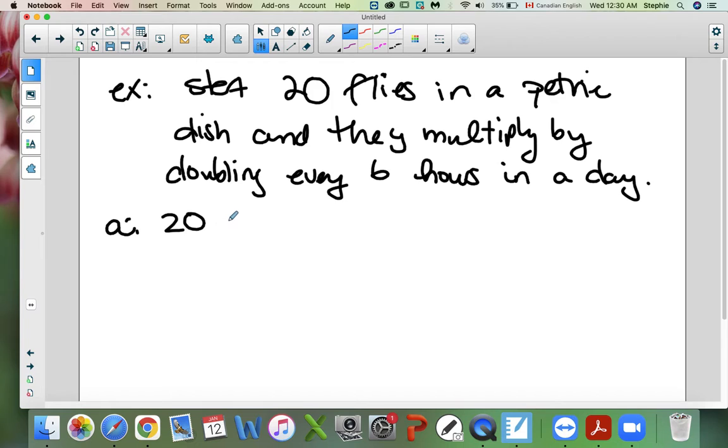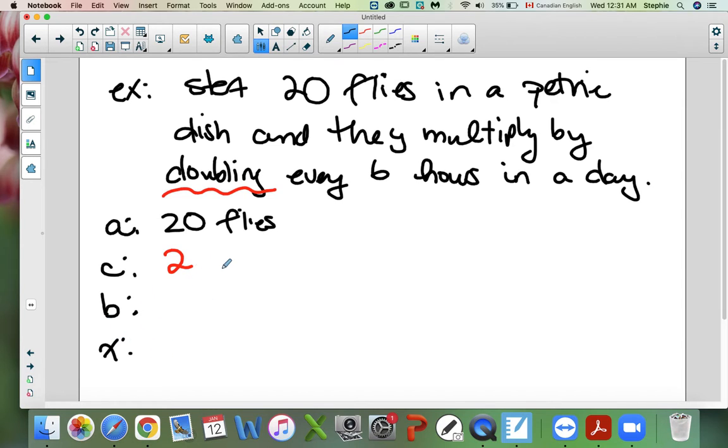Now it's very easy to figure out that the A, which is the initial value, is the original 20 flies. The C, I said the word doubling. So if something is doubling, then your C is going to be 2. Not a problem. I'm going to leave my B blank for now because we're going to have to talk about that.